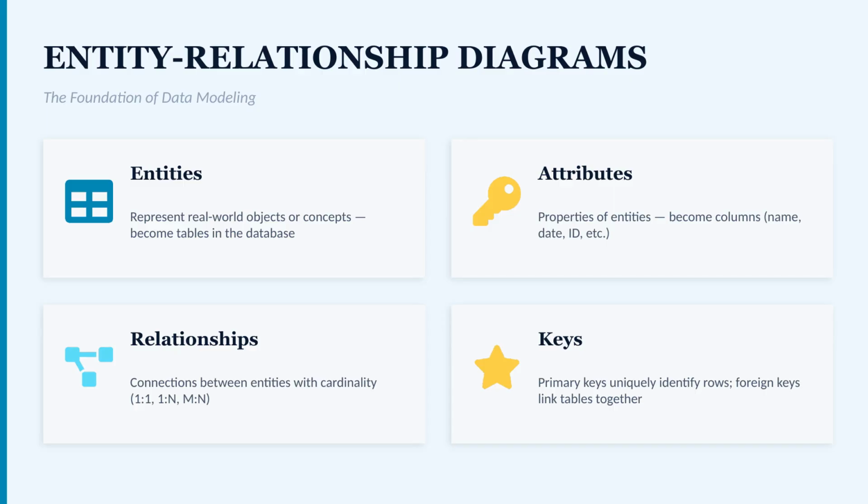ER diagrams are the foundation of data modeling. Entities represent real-world objects. They become tables in the database. Attributes are properties of entities. They become columns. Name, date, ID. Relationships connect entities with cardinality. One-to-one, one-to-many, many-to-many. And keys are the glue. Primary keys uniquely identify rows. Foreign keys link tables together.